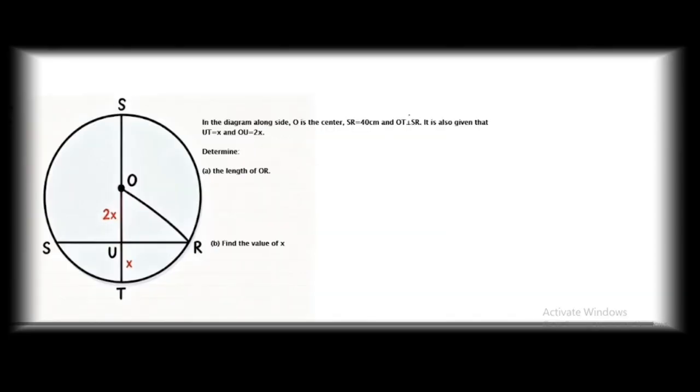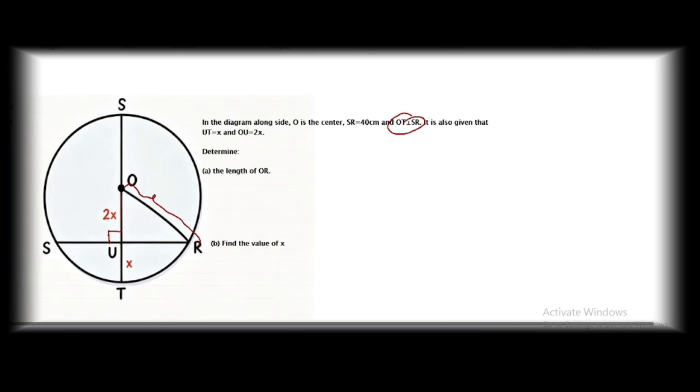Since we know that OT is perpendicular to SR, we'll go ahead and put a 90 degrees here. We are also given that UT is equals to X, which is already there, and then OU is 2X. So now we're supposed to determine the length of OR, this distance here. So now, how would you find the distance or the length of OR?